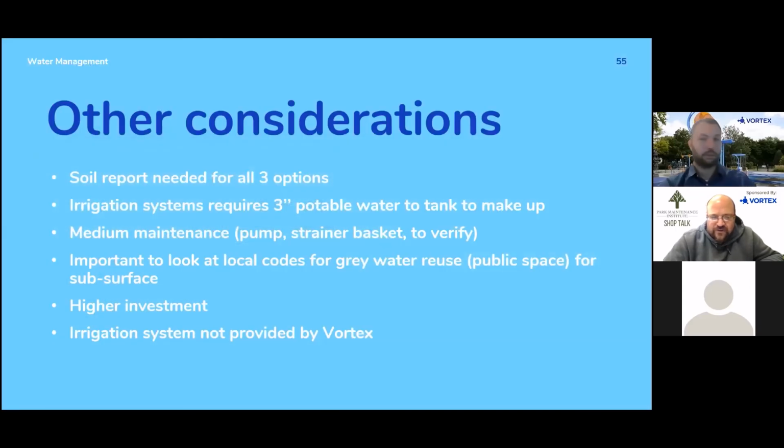Sub irrigation essentially is just a leach field, like your home septic, exactly, almost, right? Yeah, it's actually in my notes. I just skipped over it. Yeah, that's it. That's exactly right.